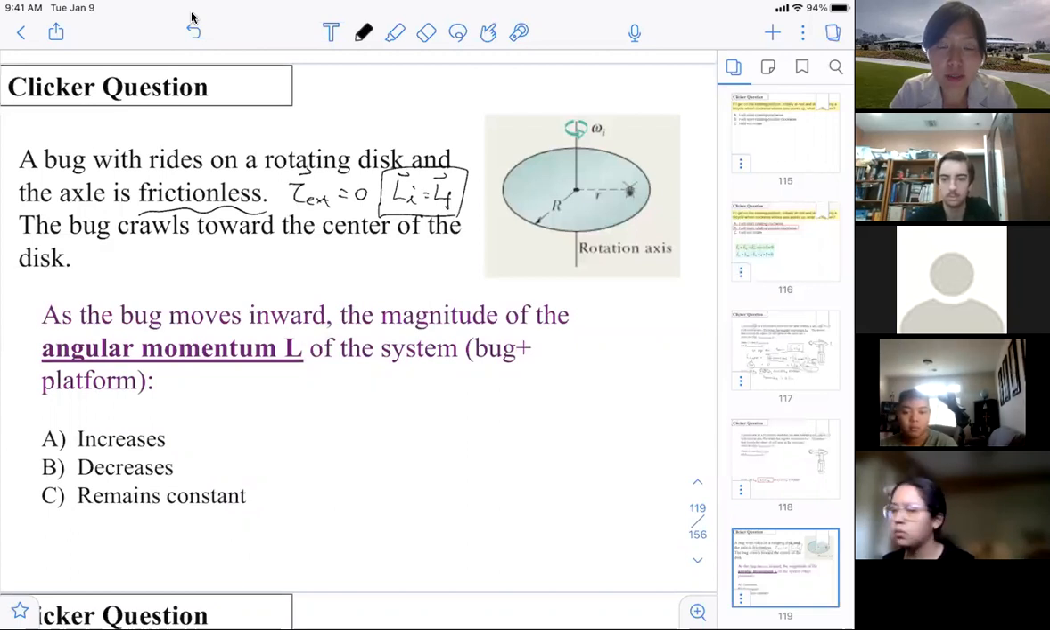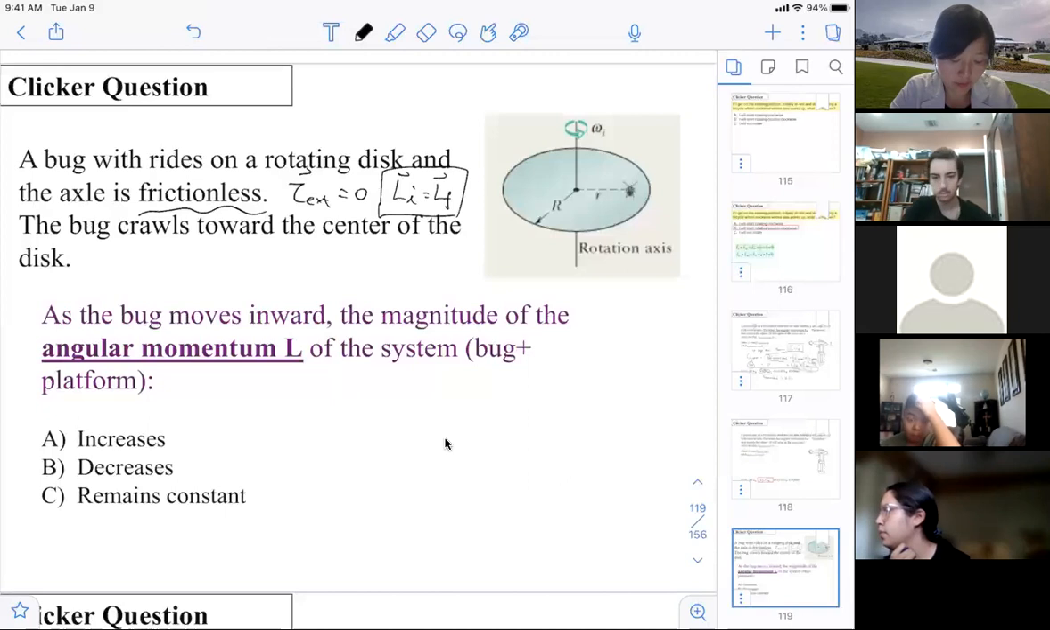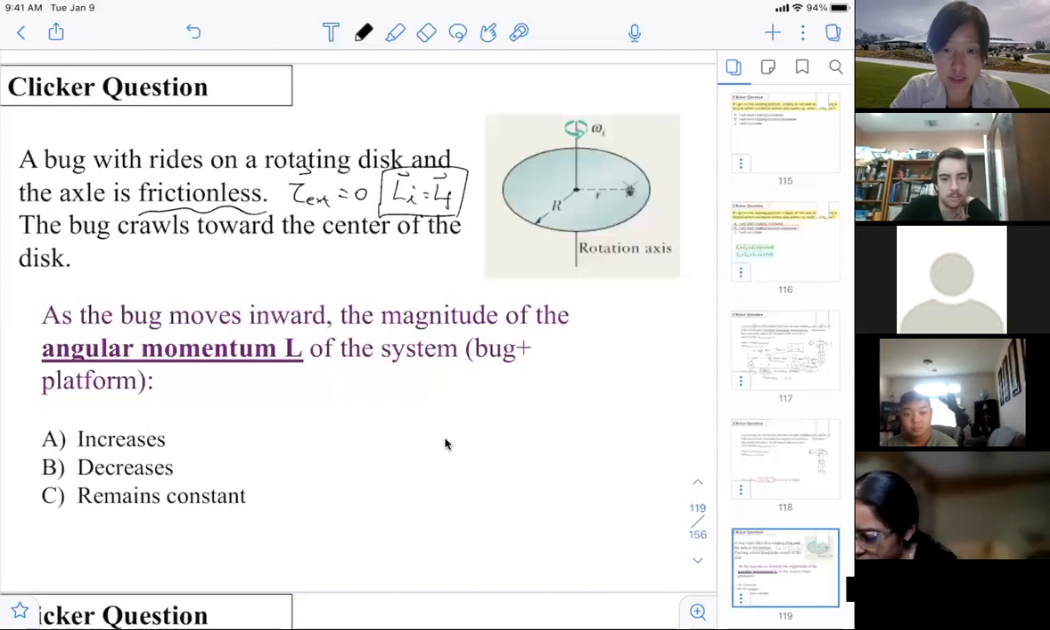Okay, so how about 10 more seconds? Let's wrap up. All right, any last minute vote? Okay, I'm going to go ahead and end this. We'll take a look. We are exactly tied between B and C. B is that it decreases, C that it remains constant.